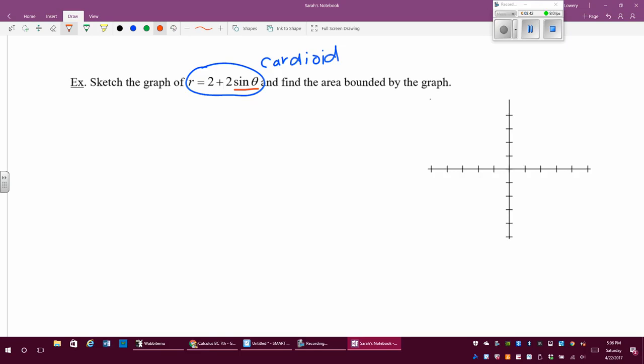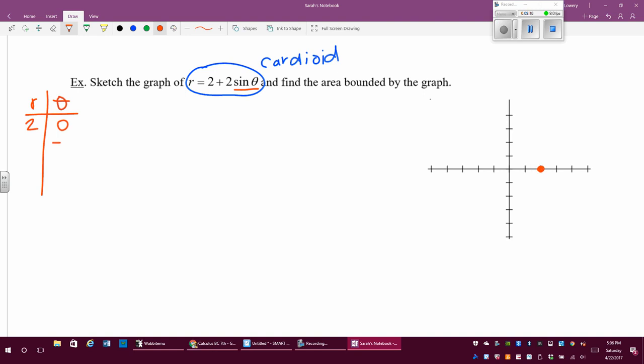To get a few points, I can plug in some points, and I'm going to do this mentally, but I'm writing out this table of values for you, not me, for you. So let's start with 0. If I plug in 0, the sine of 0 is 0. 0 times 2 is 0. And so I get the point 2, 0. So that means that I am at a radius of 2 at an angle of 0.